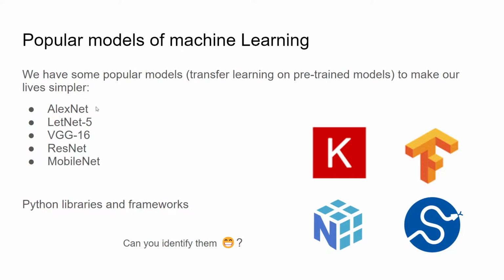We have AlexNet, LeNet-5, VGG, ResNet, and MobileNet. These are all examples of deep neural networks. We'll not go deep into them, but just so you know, these are models mostly for images. And the Python libraries and frameworks that we use are given on the right.